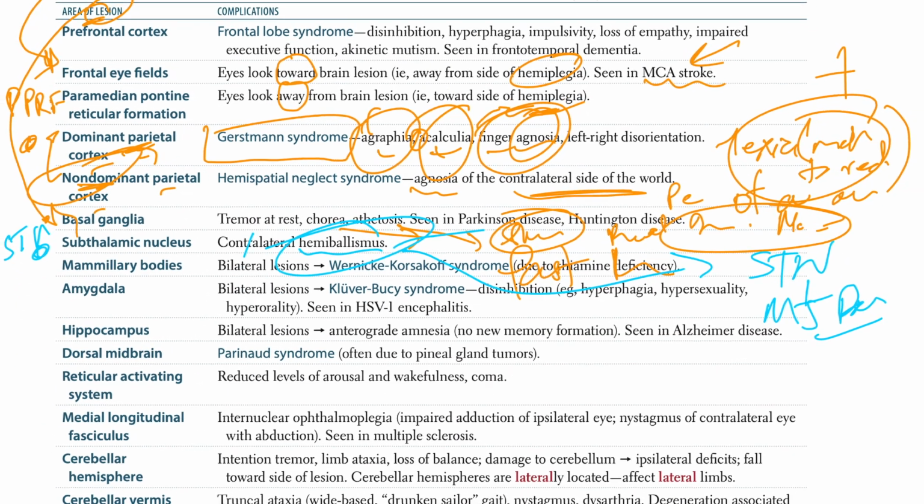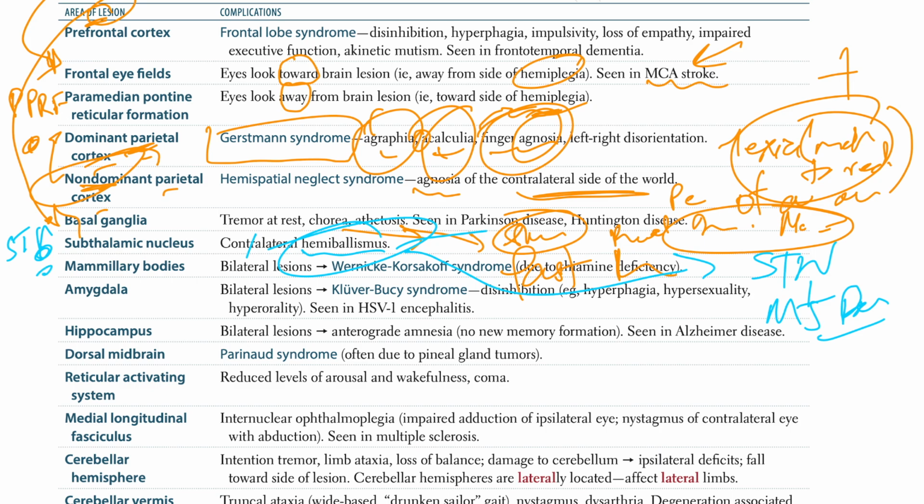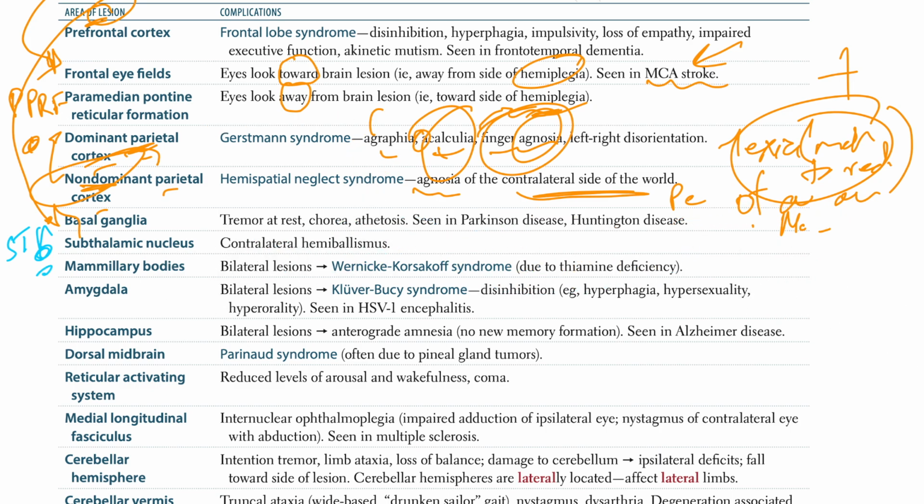But then you have the mammillary bodies. Mammillary bodies, let's just erase some extra stuff here. If you have a bilateral lesion of the mammillary bodies, it's called Wernicke-Korsakoff syndrome. And why is it very high yield? Because it is thiamine deficiency, and there are so many risk factors for thiamine deficiency. Chronic alcoholism is one of them. Okay, so Wernicke-Korsakoff syndrome, bilateral mammillary bodies lesion. And that's what we have there.